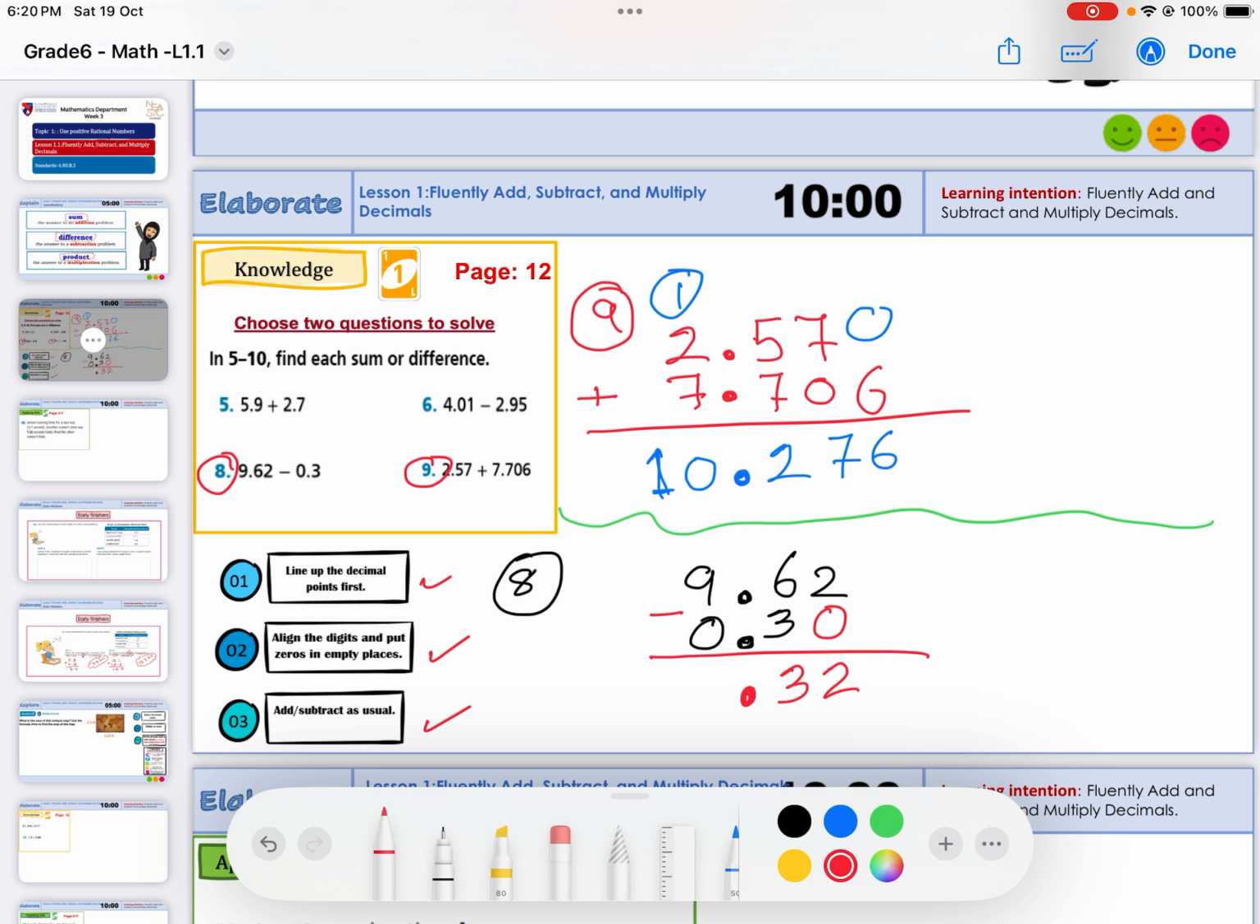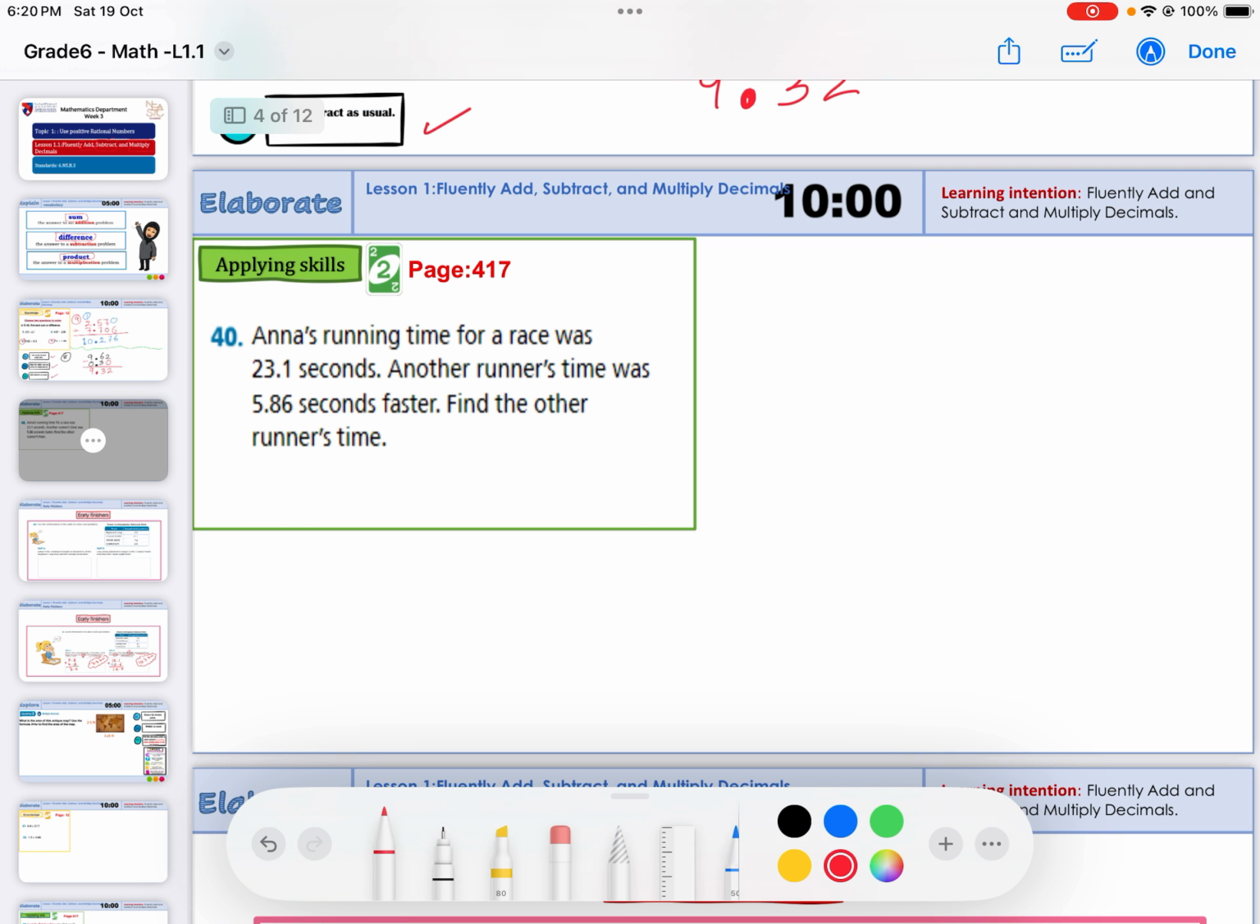Okay, take away. And 9 minus 0, that's a 9. So our difference will be 9.32. Okay, guys, that's it for these two questions. Let's move on now to solve one word problem. So here you can use the CUBES strategy.